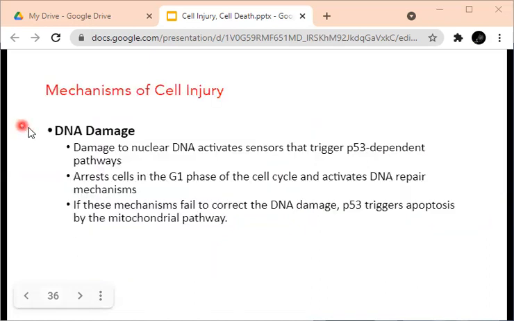Okay. Now, the last mechanism of cell injury is directed towards DNA. The DNA damage activates sensors that trigger the P53-dependent pathway, and it usually arrests the cell in the G1 phase of the cell cycle and activates DNA repair mechanisms. So remember the G1 phase from your histology. If these mechanisms fail to correct the DNA damage, P53 triggers apoptosis by the mitochondrial pathway, the intrinsic pathway, all right?